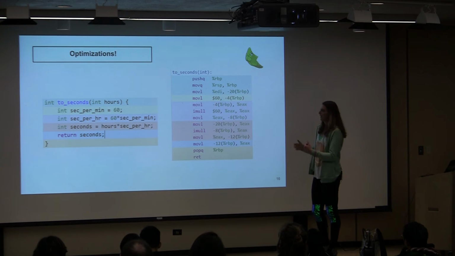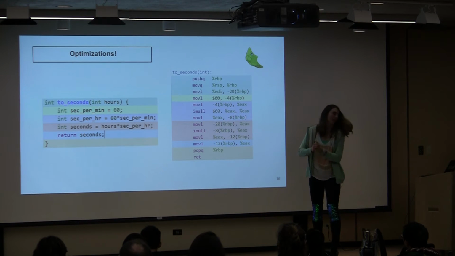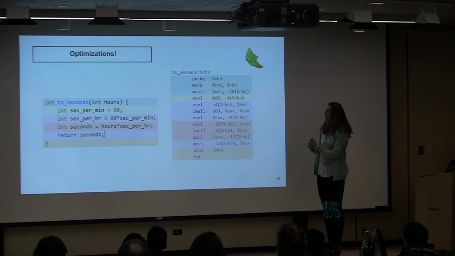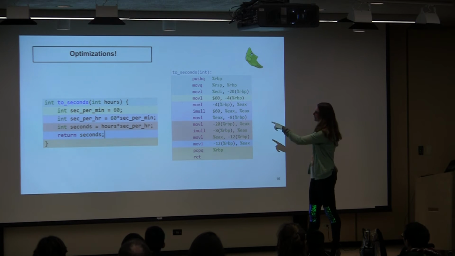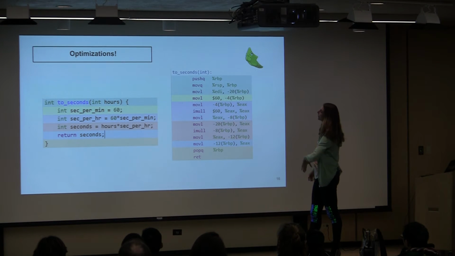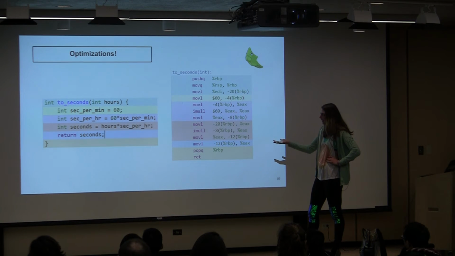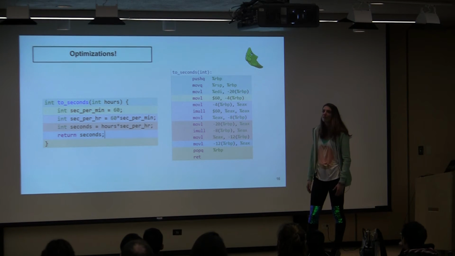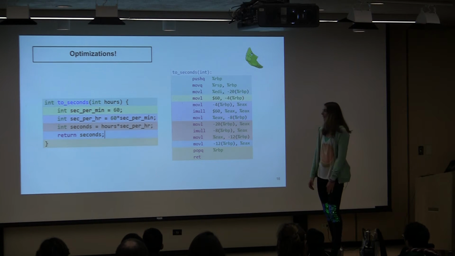I'm defining seconds per minute to be 60. I'm defining, oops, minutes per hour. Oh, I can't change that because it's a screenshot. Sorry, everyone. So that should be minutes per hour. Oh, no, that's seconds per hour. Right. So I'm defining seconds per minute to be 60. Seconds per hour is 60 times seconds per minute. And then the number of seconds is hours times seconds per hour. This is a very long-winded way of multiplying the input by 3600 and returning it.